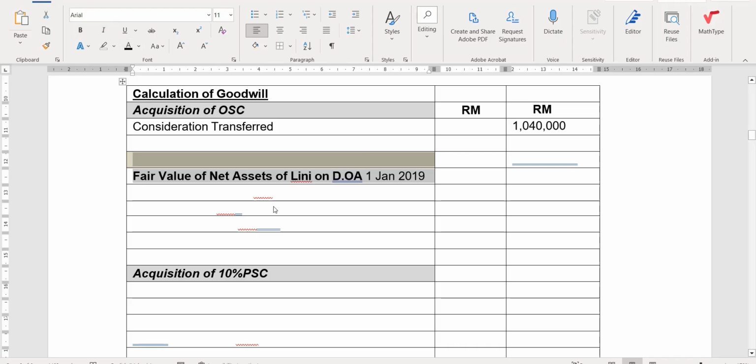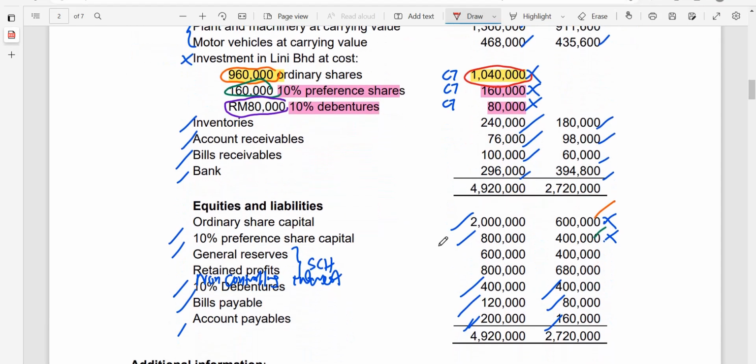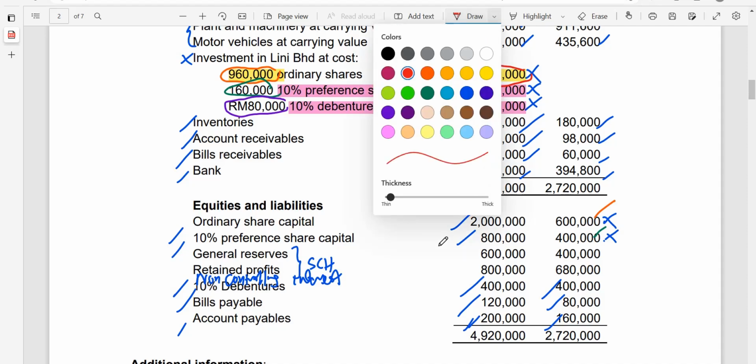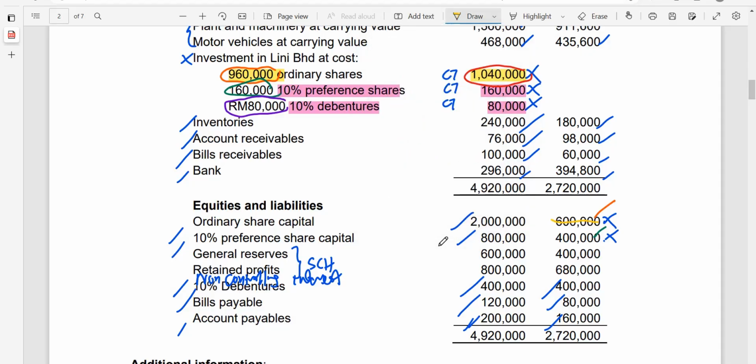Okay, let's go and find out the fair value of an asset. The fair value of an asset on the date of acquisition will include the share capital and reserve on the date of acquisition. So let us just start with the first item, share capital. Where do you get this figure? This is from the section here, which is only shares of the subsidiary. So here is the figure that I'm going to take. This one, 600,000, is the fair value of an asset.